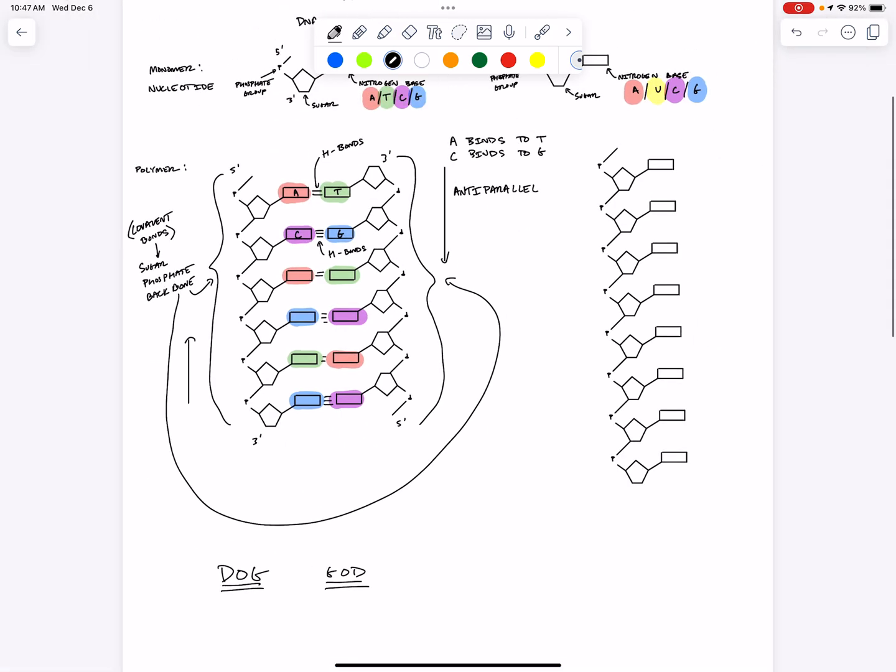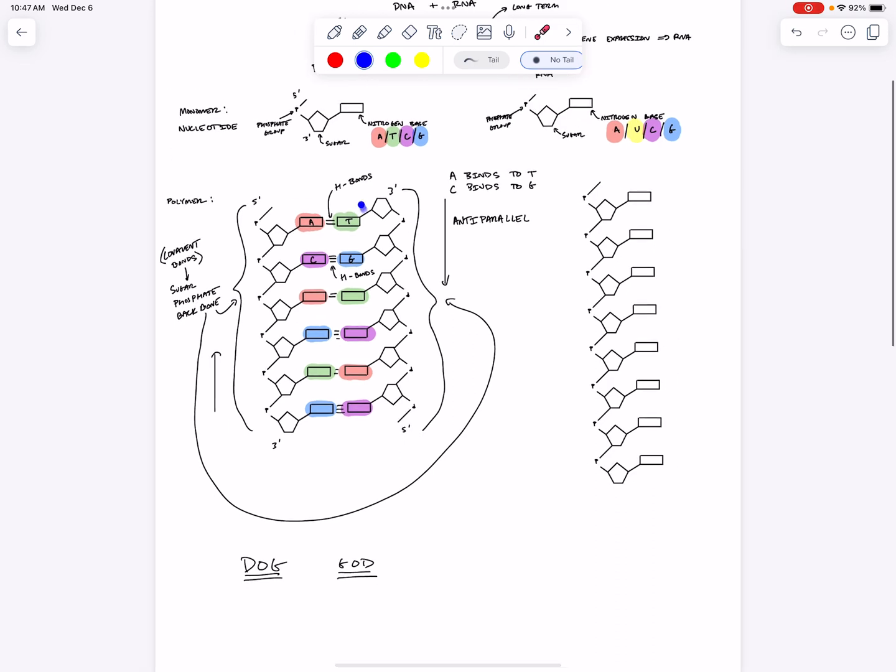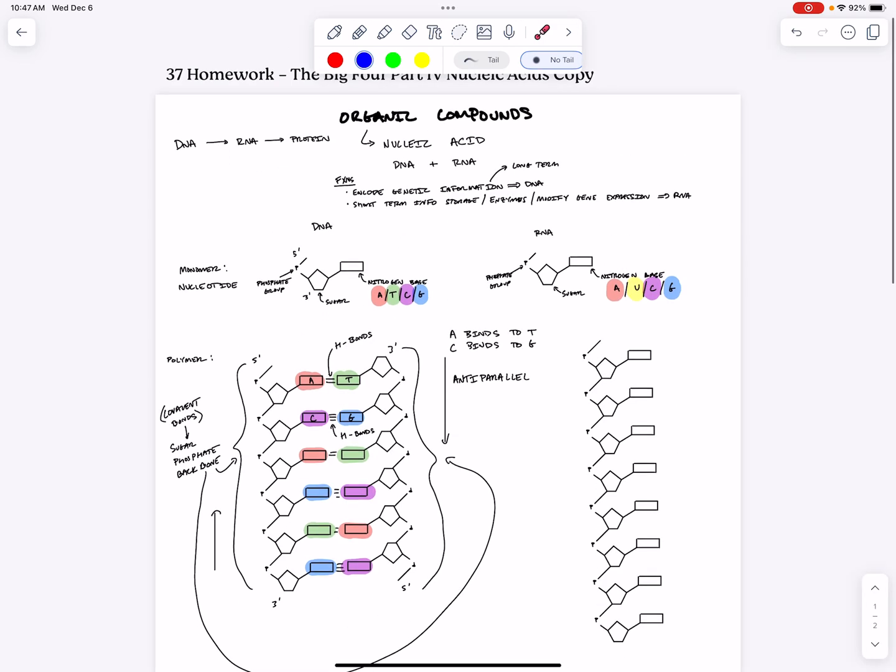The same is true of DNA. The sequence of the nucleotides encodes information, and if you change the sequence, then you change the information that it encodes. And that is how our genetic information is stored. And more on this process later on in the year.